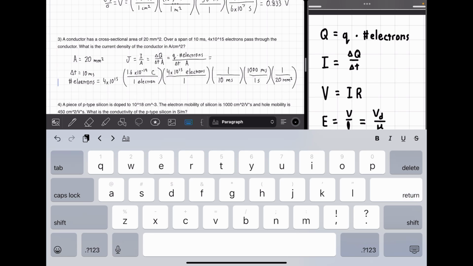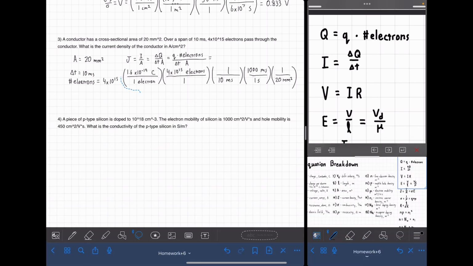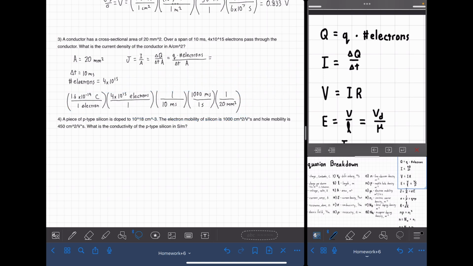I'm going to move this out of the way. They want our answer to be in terms of amps per centimeter squared, so we're going to have to convert these millimeters squared to centimeters squared. That is 10 to the 3 millimeters in 1 meter. We're squaring because it's millimeters squared. And then divide by the number of centimeters, so that's 10 to the 2 centimeters in 1 meter, squared. Alrighty, and this should yield our final answer.